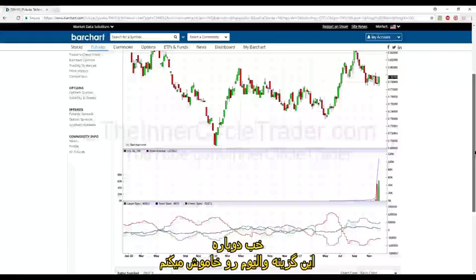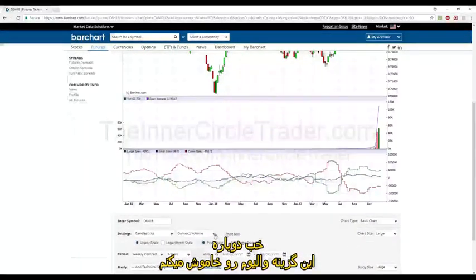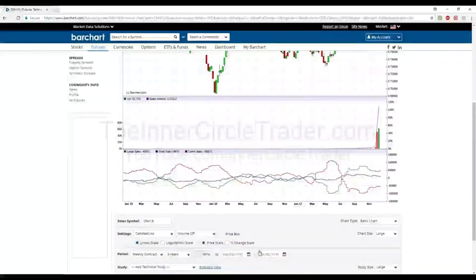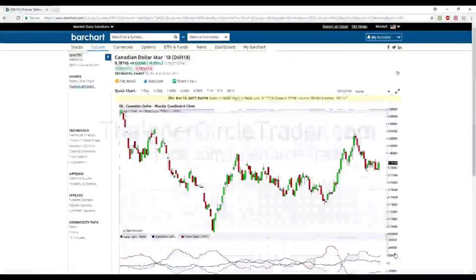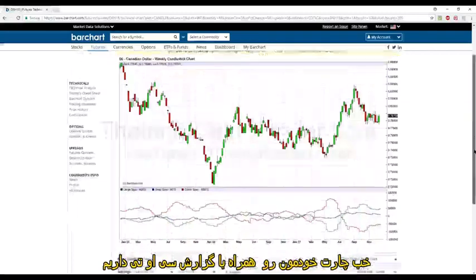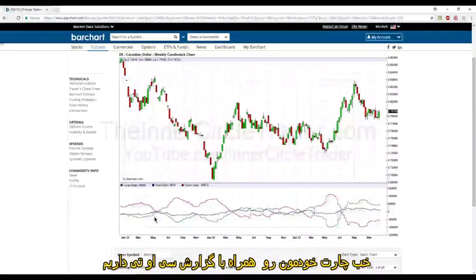And again, let's take our volume off and then redraw that. That way we have our chart with the Commitment of Traders report plotted.